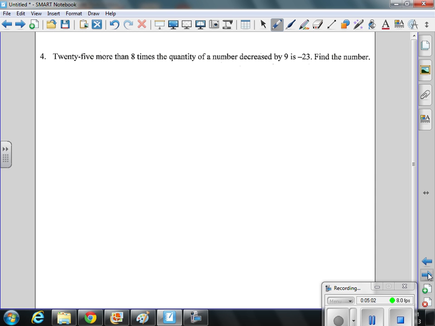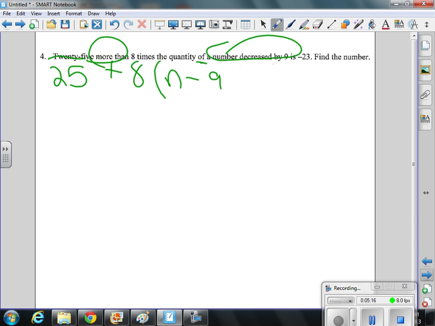Number 4, 25 more than 8 times the quantity of a number decreased by 9 is negative 23. So what I see here is the distributive property right in here.